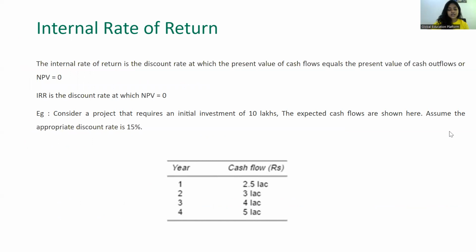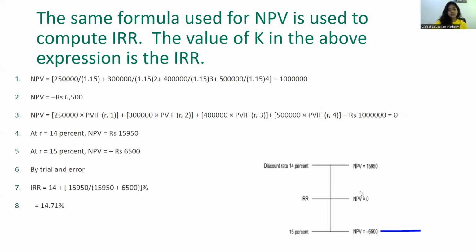So this is internal rate of return. The internal rate of return is the discount rate at which the present value of cash inflows equals the present value of cash outflows. So NPV should equal 0. IRR is the discount rate at which NPV equals 0. Example, consider a project that requires an initial investment of 10 lakhs. The expected cash flows are shown here. Assume the appropriate discount rate is 15%. So they are also giving you the discount rate percentage here. So this is how the calculation goes for that. Okay, so you guys can take this down.